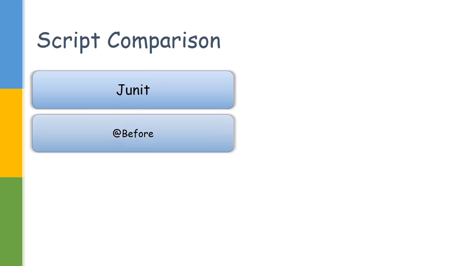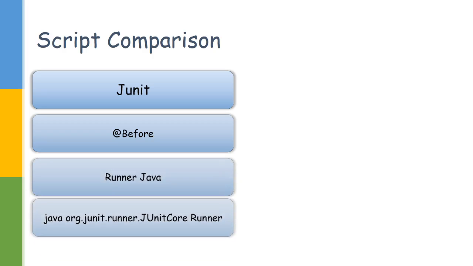If you are using JUnit, to achieve the setup, they give us a Before annotation. The runner is a Java class here. And to run it through the command line, you will be using org.junit.runner.JUnitCore and the Java class.